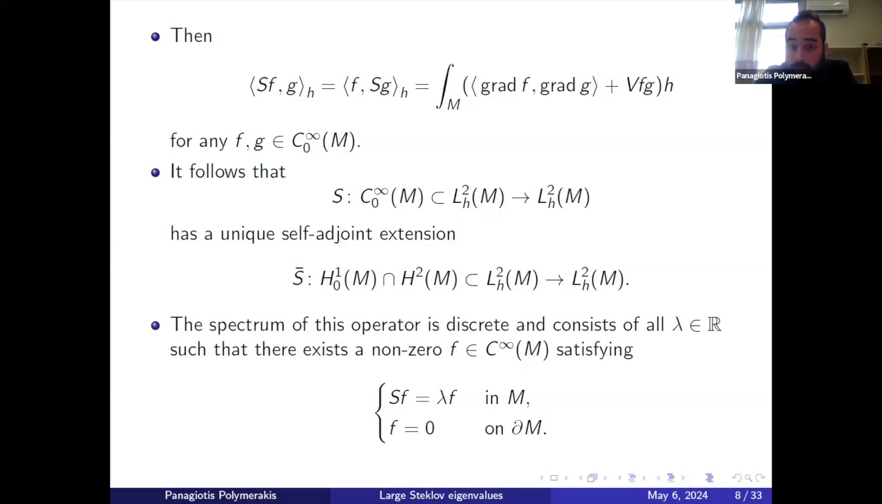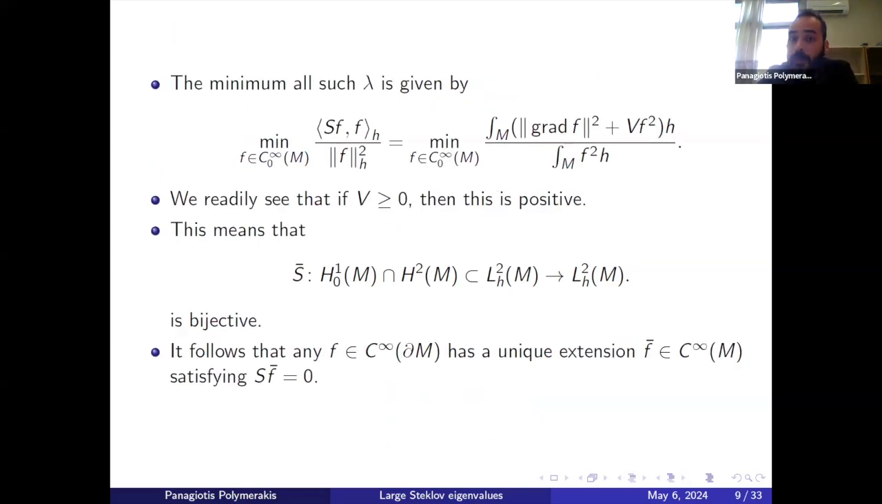And it follows from Rayleigh's theorem that the smallest element in the spectrum of this operator is the minimum of Rayleigh quotients, that is, these expressions. And from this, we readily see that if the potential P is non-negative, then this quantity is positive, so zero is not in the spectrum of this self-adjoint operator, which means that this operator is actually bijective. And from this, it follows that any smooth function on the boundary of our manifold has a unique S-harmonic extension, that is, a smooth extension with S on this function being zero.